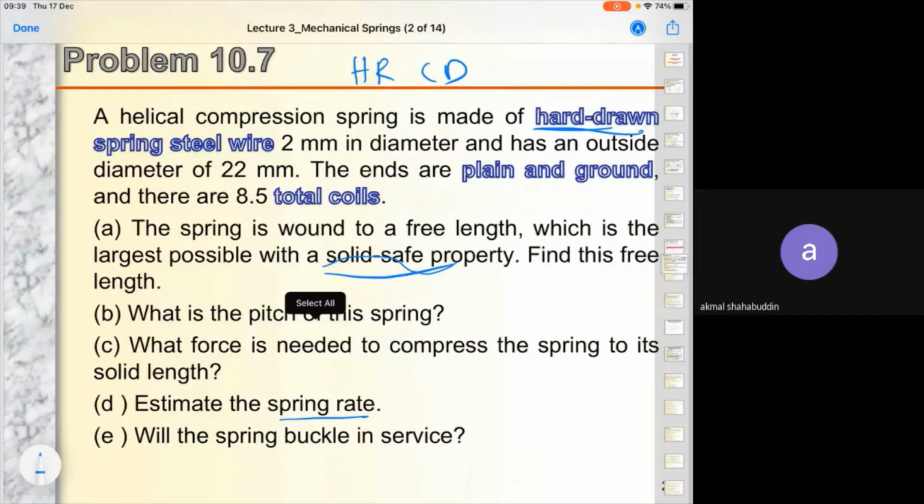You read first. A helical compression spring is made of hard drawn spring steel wire 2 mm in diameter and has an outside diameter of 22 mm. The ends are plain and ground and there are 8.5 total coils. Okay guys, so problem 10.7, for me, I'm using SI unit.